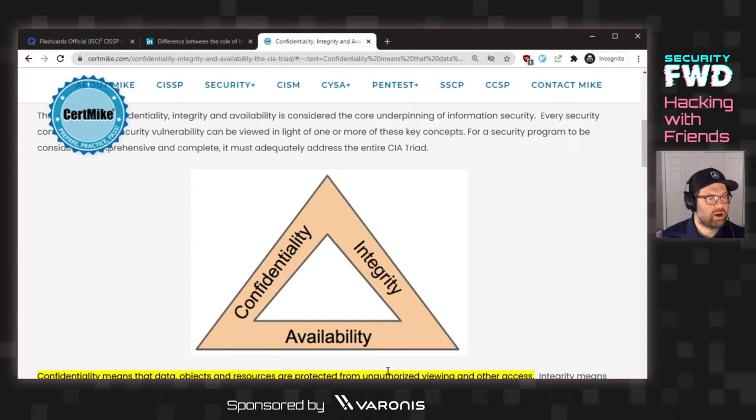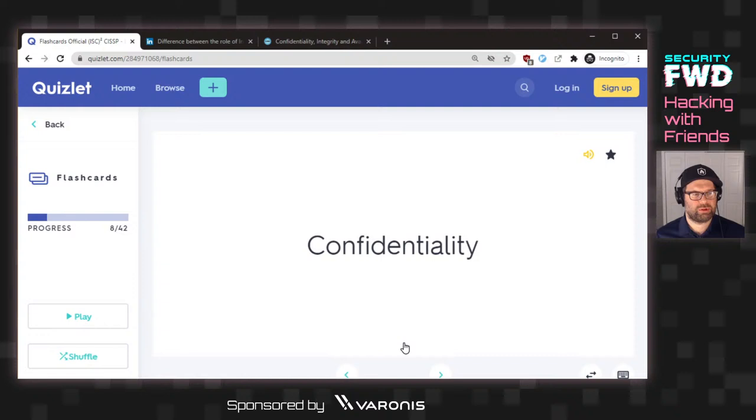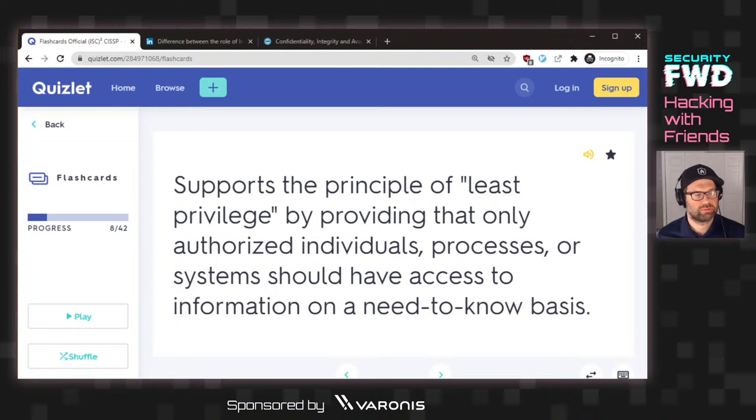Protected from unauthorized viewing. Okay, so anything that's unauthorized viewing. The principle of least privilege. That doesn't entirely make sense to me, honestly. Certainly, I believe that's the definition for compliance. From the other side, it's more this supports the principle of least privilege. Well, it's a tricky test. That's why we're studying for it.